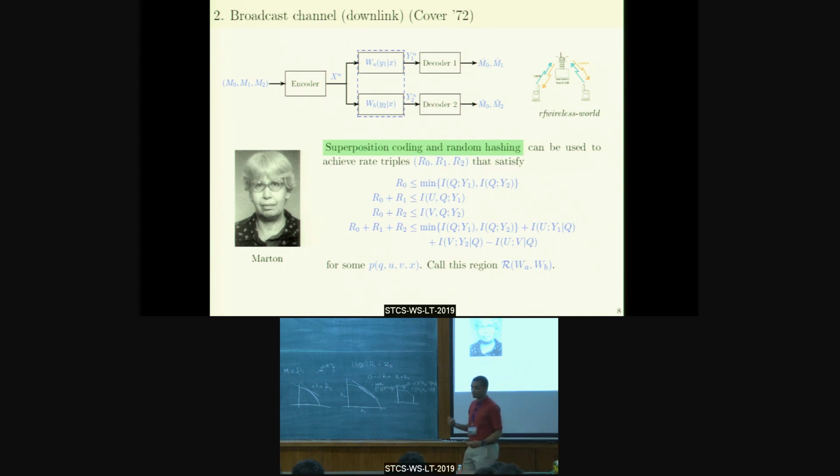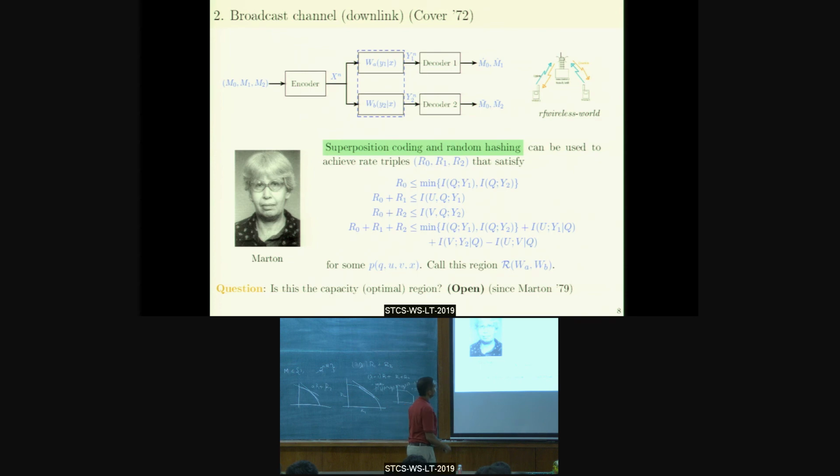There are some more ideas than you want to go into. So she said that you can achieve the rates R0, R1, R2 if they satisfy these four constraints for any joint distribution. You can call this region R of W. The question is, is this the capacity region? Again, you can ask the same question, and this has been open.